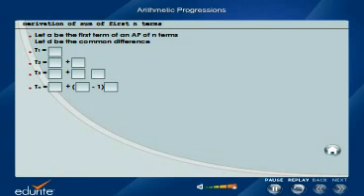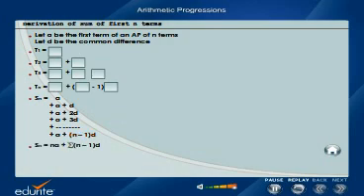Let us denote the sum of the first n terms of an arithmetic progression by Sn. We get Sn is equal to A plus (A plus D) plus (A plus 2D) plus (A plus 3D) and so on till A plus (n minus 1) times D. That equals n times A plus D plus 2D plus 3D and so on till (n minus 1) times D. That is n times A plus sigma (n minus 1) times D.